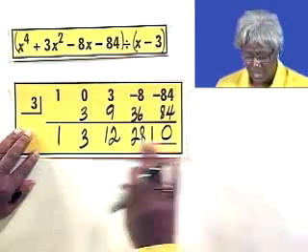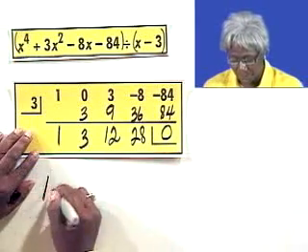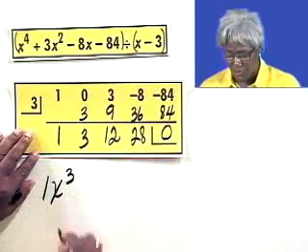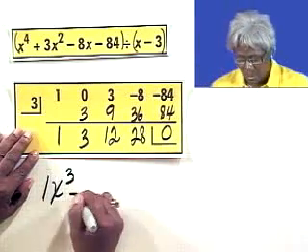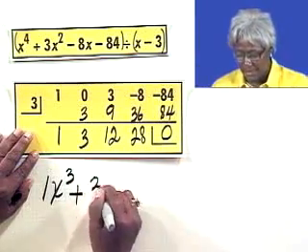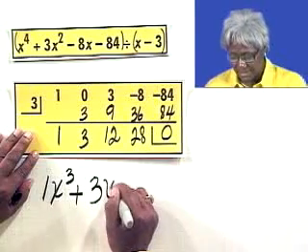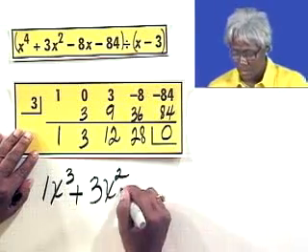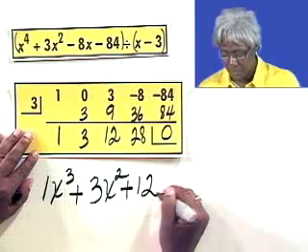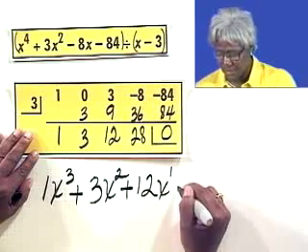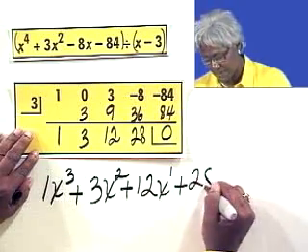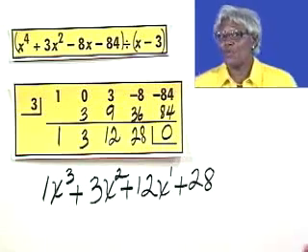Now let's write our quotient. It would be, since this is x to the fourth, this would be 1 x to the third plus 3 x to the second plus 12 x to the first plus 28. Okay? With no remainder.